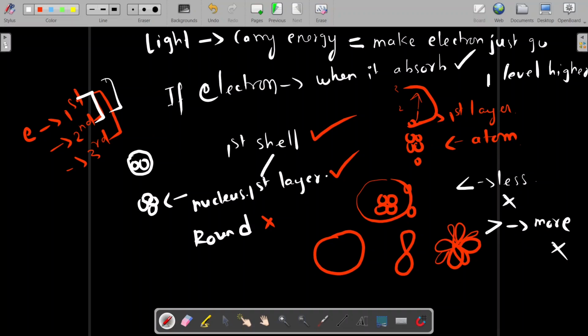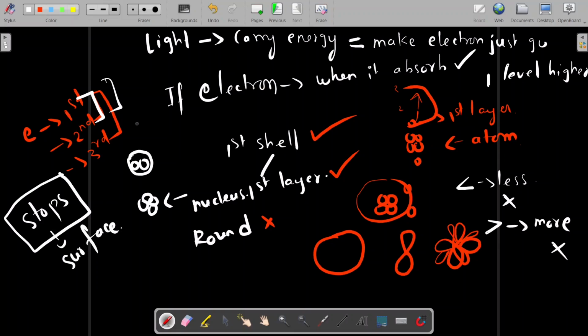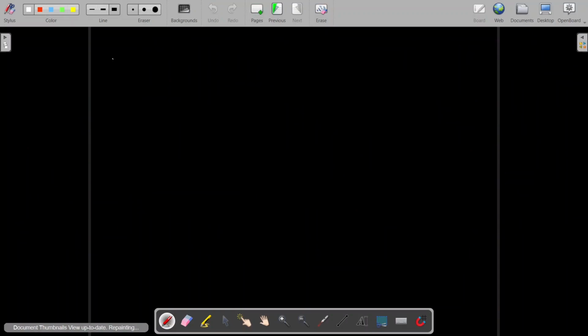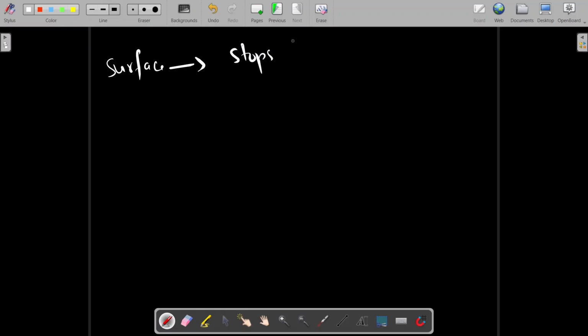Here it doesn't form any surface at all. If the electron absorbs the energy, that is, it stops the light for a bit, then due to this it becomes a surface. Surface is nothing but that something stops the light. Which stops the light actually?